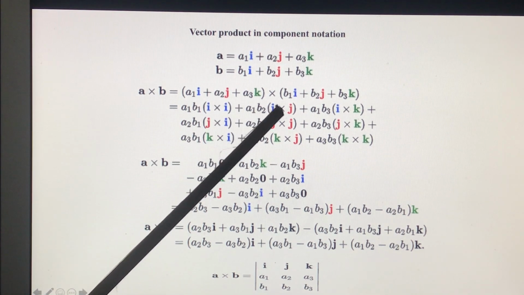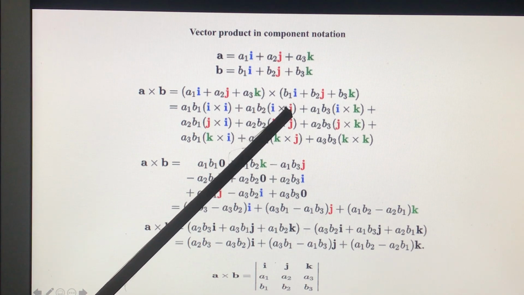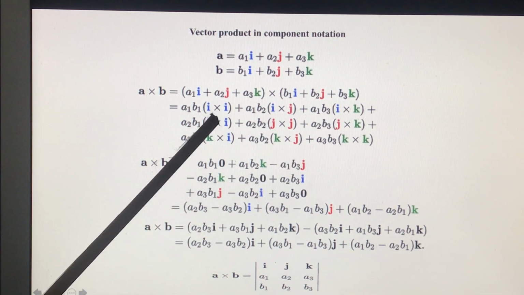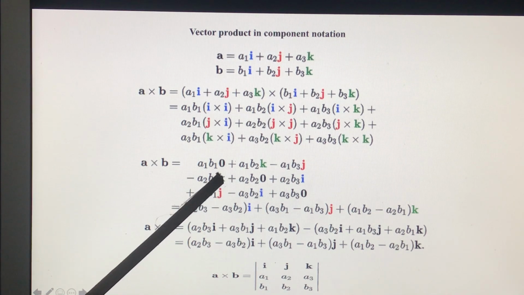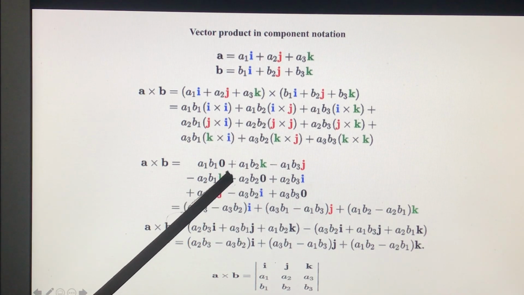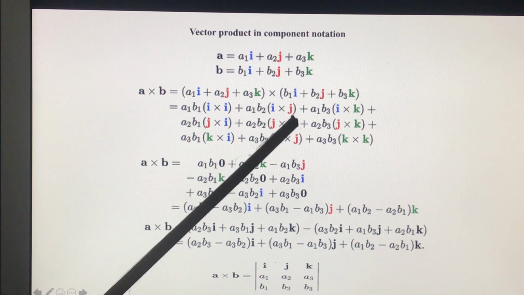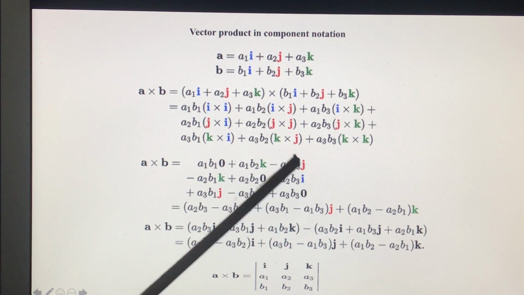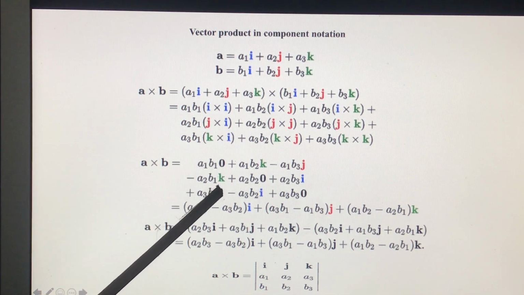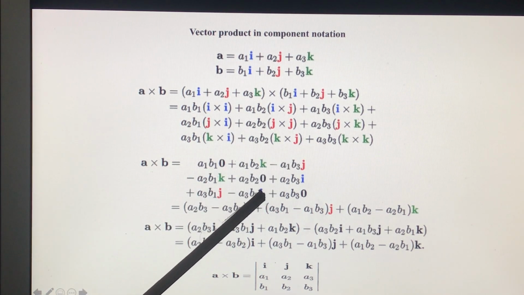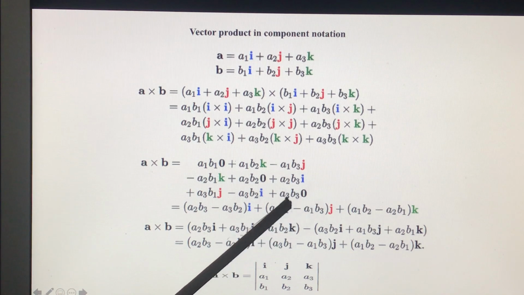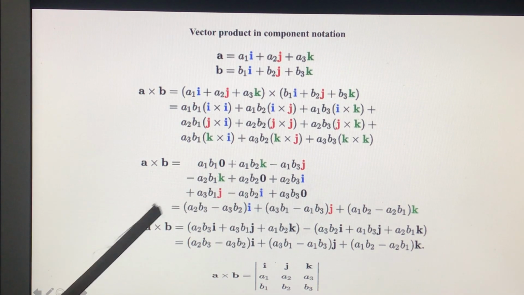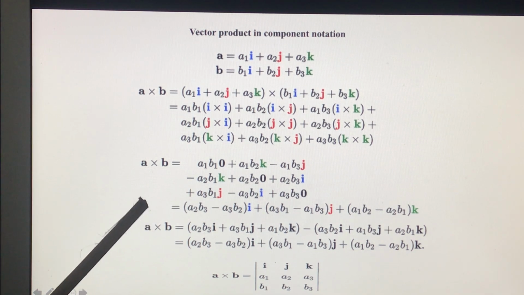I have already taught you in the last semester that I cross I is equal to 0, I cross J will give you plus K, and I cross K will give you minus J. Similarly, J cross I will give you minus K, J cross J will give you 0, and J cross K will give you plus I, and K cross I will give you plus J, K cross J will give you minus I, K cross K will give you 0. So if we sum up all of this, then we can get the value of the cross product between these two vectors.